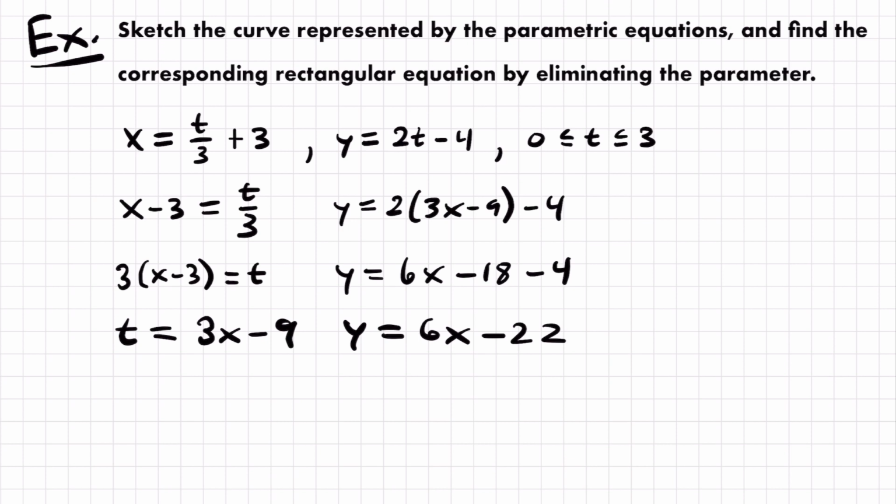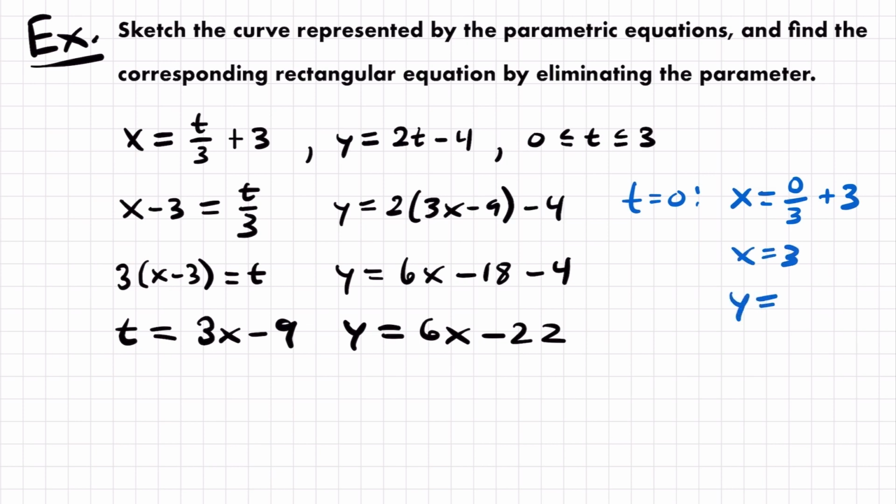So let's start by finding our initial point when t equals 0. That is our lower bound, the lowest value of t, so that's going to give us our initial point when we plug 0 into these parametric equations. When t equals 0, x is going to be equal to 0 divided by 3 plus 3, but 0 divided by 3 is just 0, so x will be equal to 3. All right, so x is equal to 3, but then what about y?